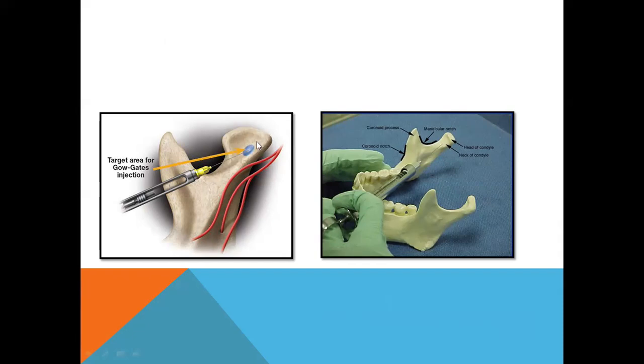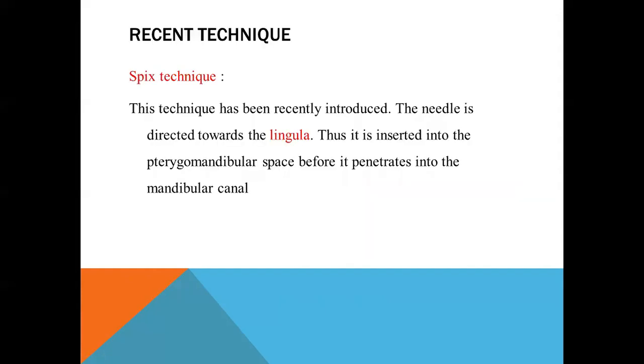The target area will be along the neck of the condyle. So the concept of this, what we have seen is the mandibular nerve technique, the Gow-Gates technique, where the target area will be the condyle neck.